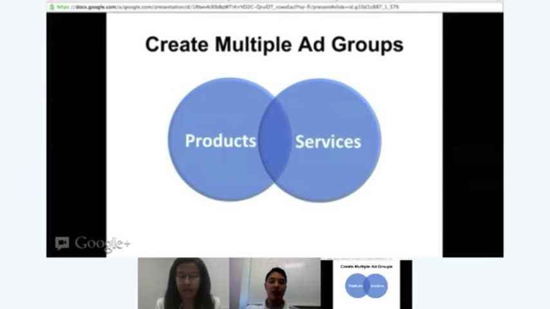But really, I think this is the key way you can set yourself up for success: organizing and thinking about the business that you're working for and all the things that they offer, to give them good coverage and a good breakdown for how you approach those different keywords. Next slide.